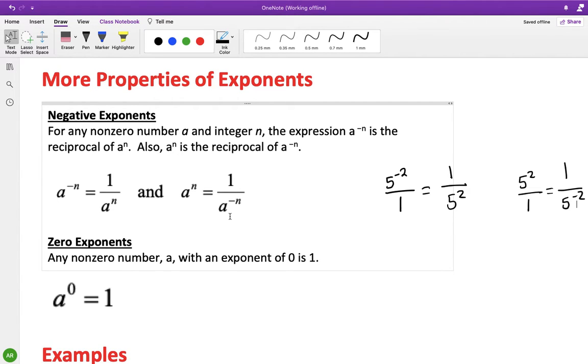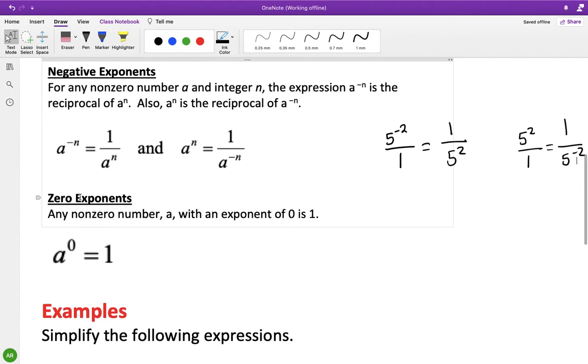All right, the easy one to remember is 0 exponents. Anything to the 0 power other than 0 is 1. So any non-zero number, a, with an exponent of 0 is 1. It doesn't matter if it's 6 million 413 to the 0 power, it's going to be 1.